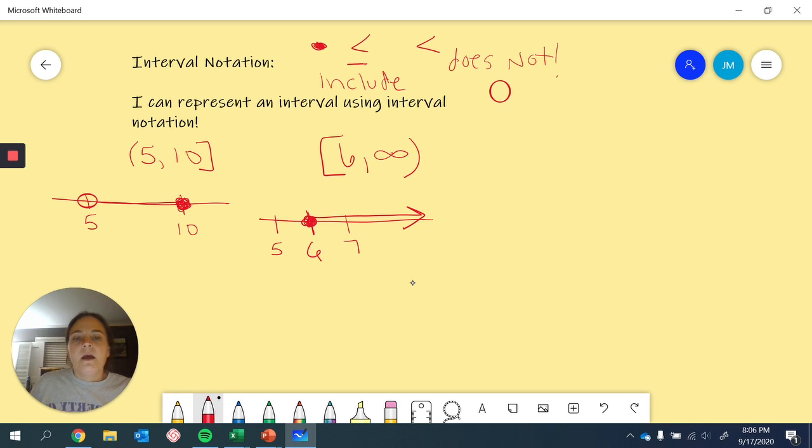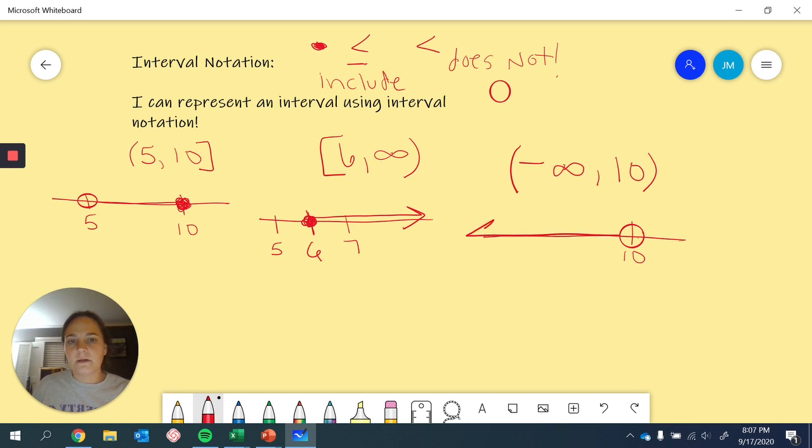Okay, I might have negative infinity to 10. Now notice we're always going in order. Over here, 5 to 10, it's the smallest number to the biggest number. 6 is smaller than infinity, the smallest to the biggest. Negative infinity, that's all the negative numbers, all the way to negative a million. So smallest number to biggest. So I'm going to put 10 on my number line. It's a parenthesis, so that is an open circle. And then it's all the numbers to negative infinity.